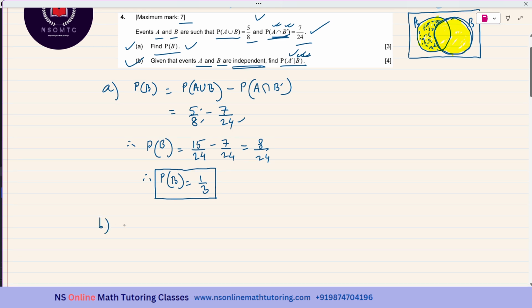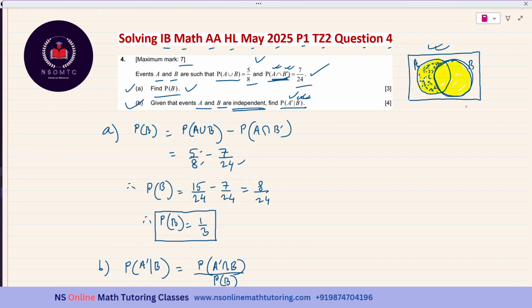So what is the formula for P of A prime given B? This will be equal to P of A prime intersection B over P of B, right? And which part is P of A prime intersection B? It is the common region between the set B and the set not A. So this is the set B, and this part is the set B but not set A. Okay, so this part is A prime intersection B.